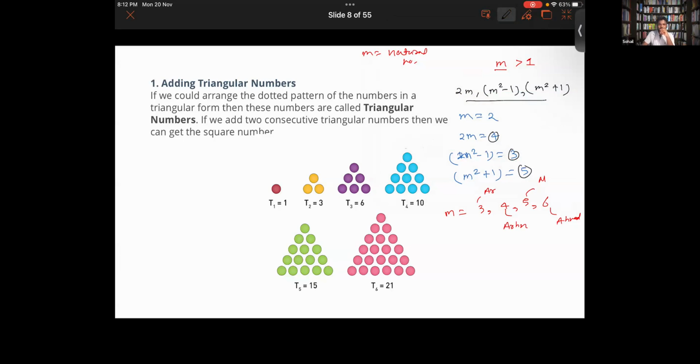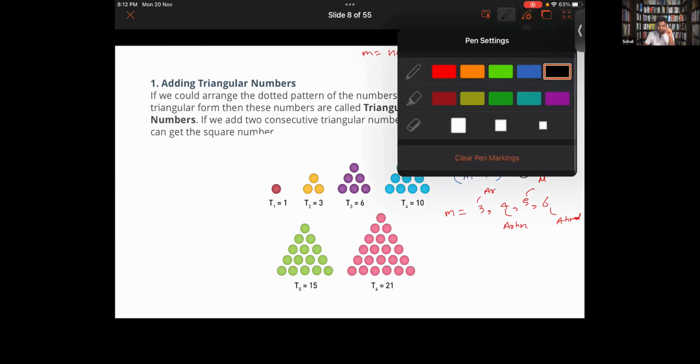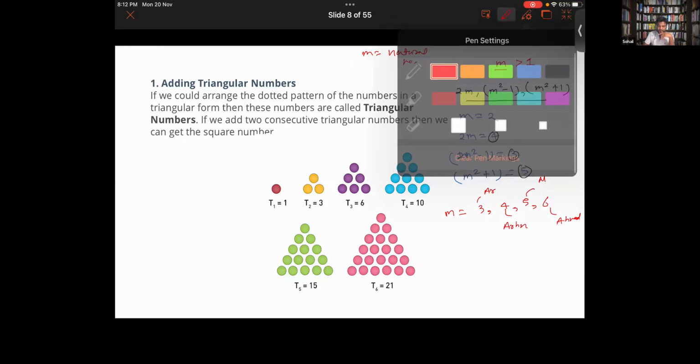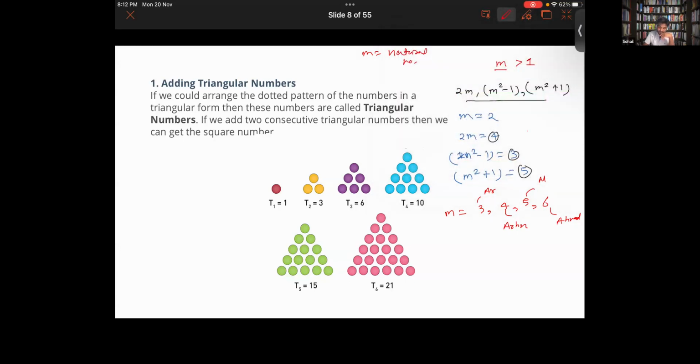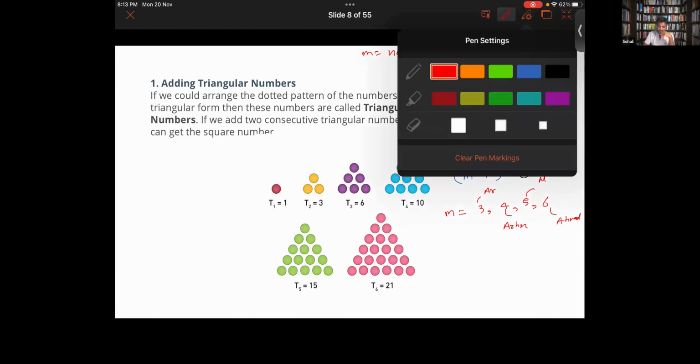So I got it. What values you are getting? So 2m is equal to 6. ठीक है? So m square minus 1 is equal to 8. ठीक है? Okay. And m square plus 1 equals 10. Good. Yeah, next.